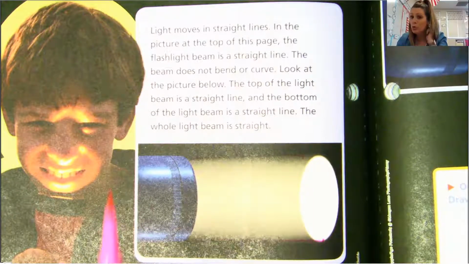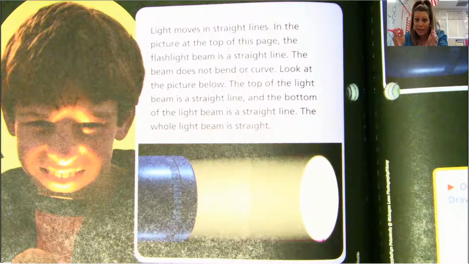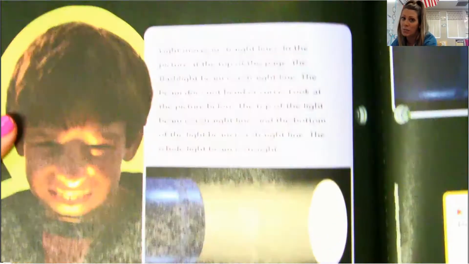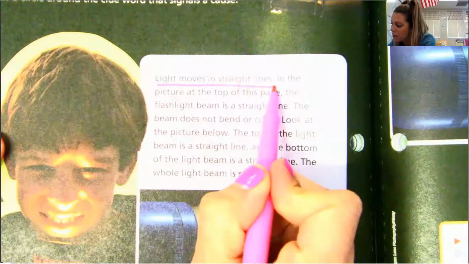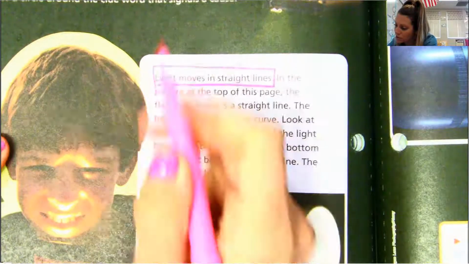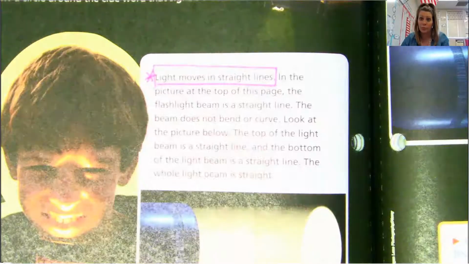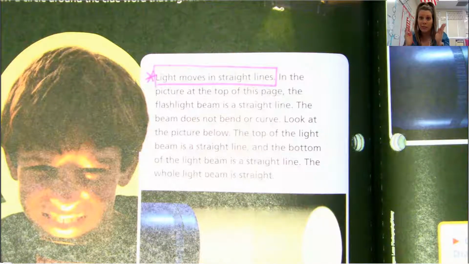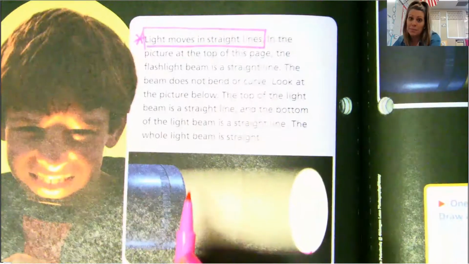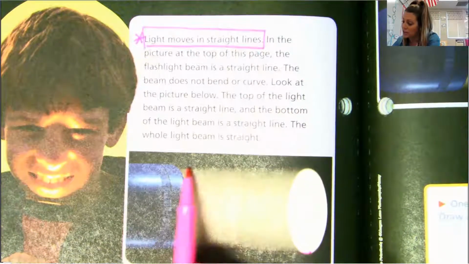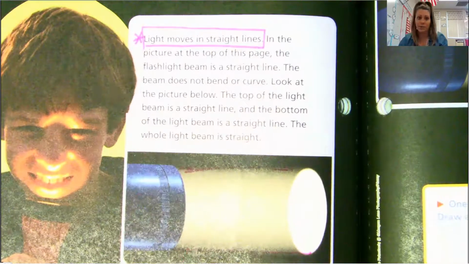So light moves in a straight line. That is something important. We are going to underline that. Actually, let's box it and let's put a star by it. That's really important. We're going to need to know that. So light moves in a straight line, just like the beam of the flashlight. It's in a straight line, okay?